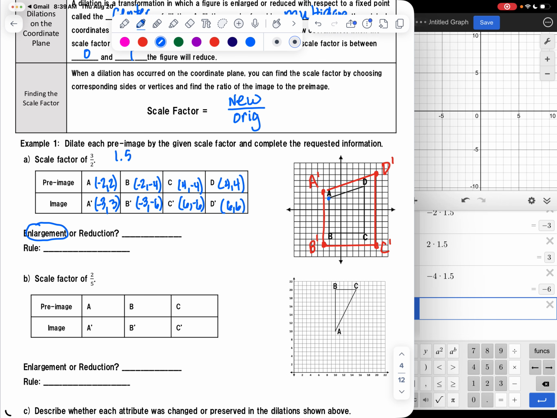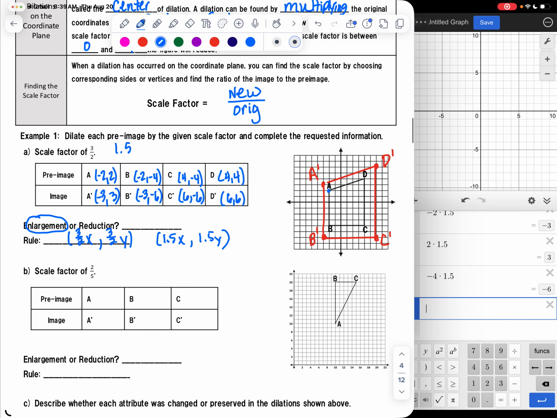Now, the way we write the algebraic rule is just take your scale factor, multiply it by x, take your scale factor 3 over 2, multiply it by y. Now, you could also write it like this, and that would be the same answer, all right?